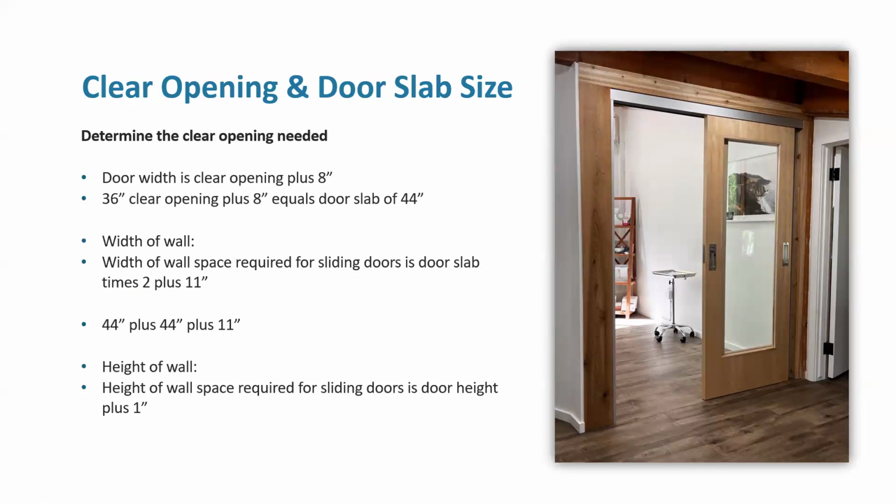The quick math could be door slab times 2 plus 11. So if you need a 36-inch clear opening, you basically need 100 inches of wall space, 99, to get that to work. Again, just nuances that you need to be aware of when specifying these that we will help you with.